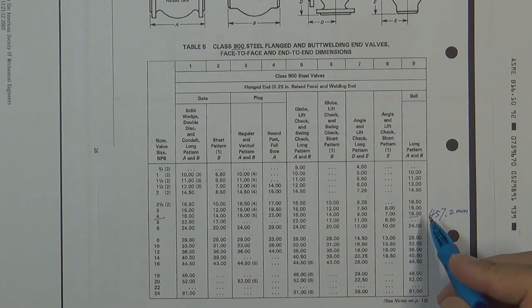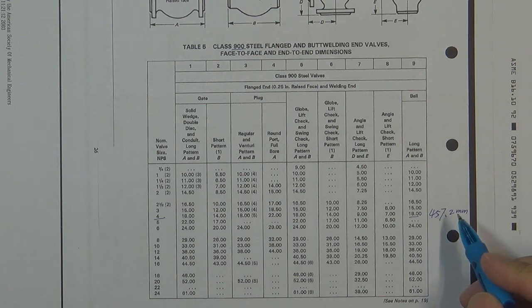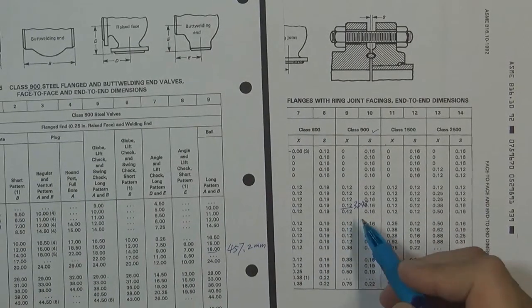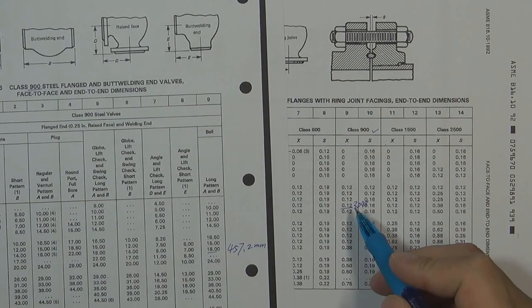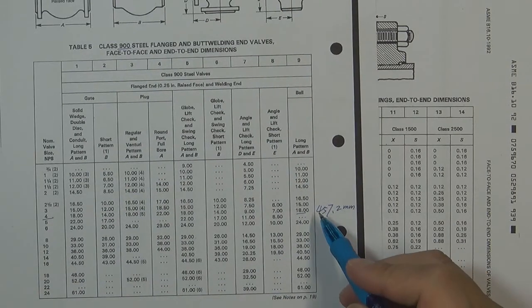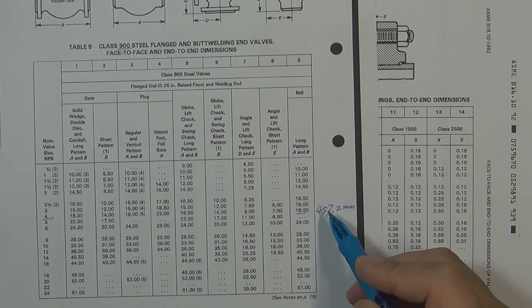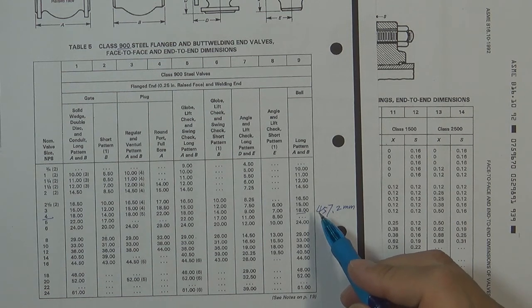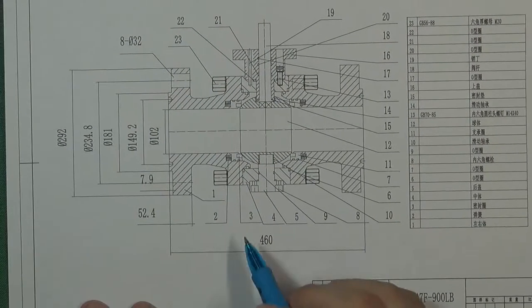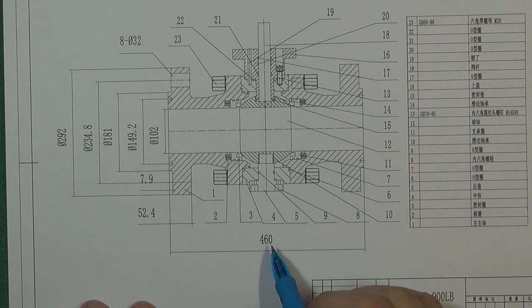That equals 457.2. But now we're going to design a valve which is going to use the RTJ face. So we need to add approximately 3 millimeter to this dimension. So that equals approximately 460. So that is the valve length, 460.